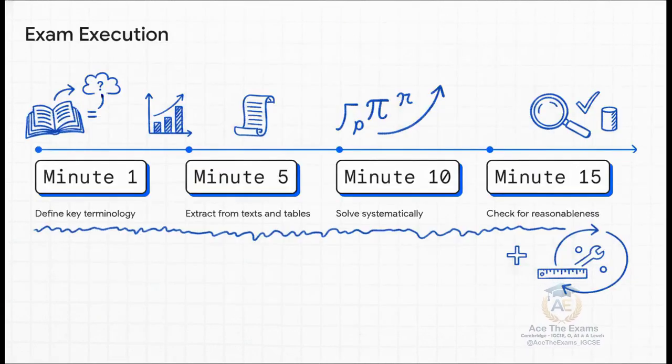Let's track the chronological flow of time during the exam. I want you to think of your 15-minute time block for a high tariff volume question as a strict compile sequence. Minute 1, define your key variables and write down the base formula for rotation about the correct axis. By minute 5, you should extract your exact limits and intersection points from the diagrams. Minute 10, solve systematically. Apply all the correct calculus formats line by line, no skipping algebraic steps.